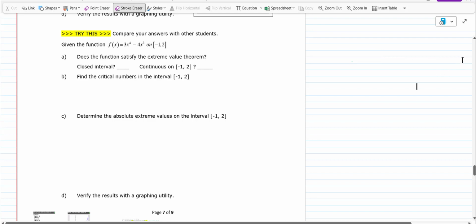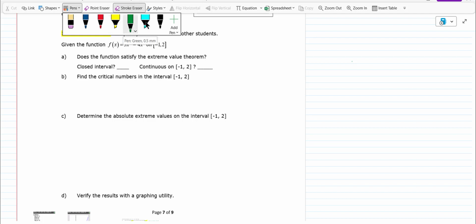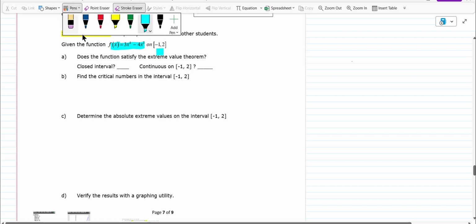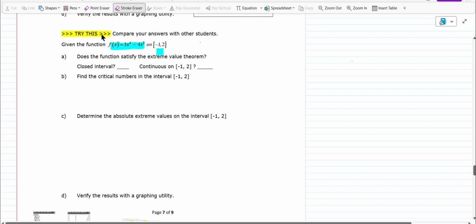Okay, so what we were going through was how to take a function and a closed interval and be able to determine the absolute extreme values with calculus and then be able to verify that on a calculator. Okay, so a couple of things you got to check on this. First of all, the extreme value theorem is what we were talking about.